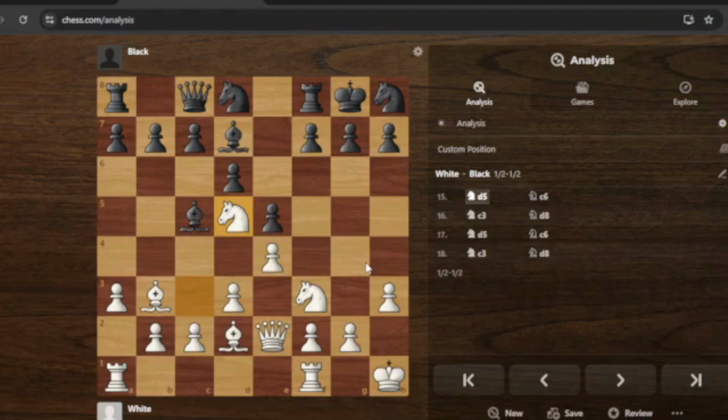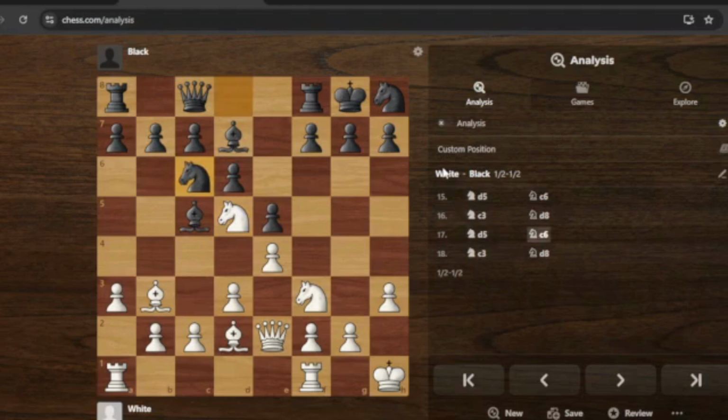Okay. So black decides to go knight to c6, stopping the knight from going to e7. Now if the white knight goes to e7, then simply the black knight will take the white knight. So white decided to go back to his original position. Black also went to the original position. White then again came to checkmate.